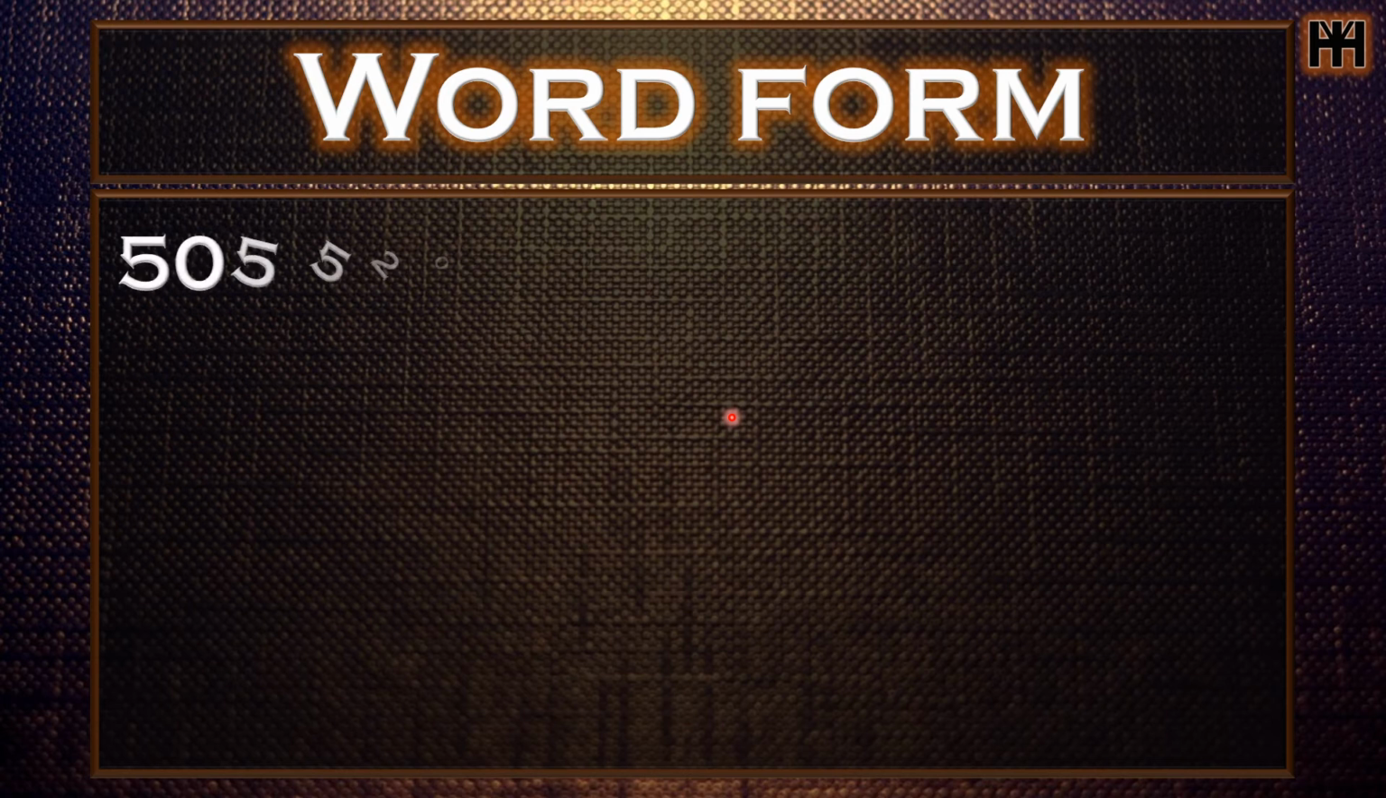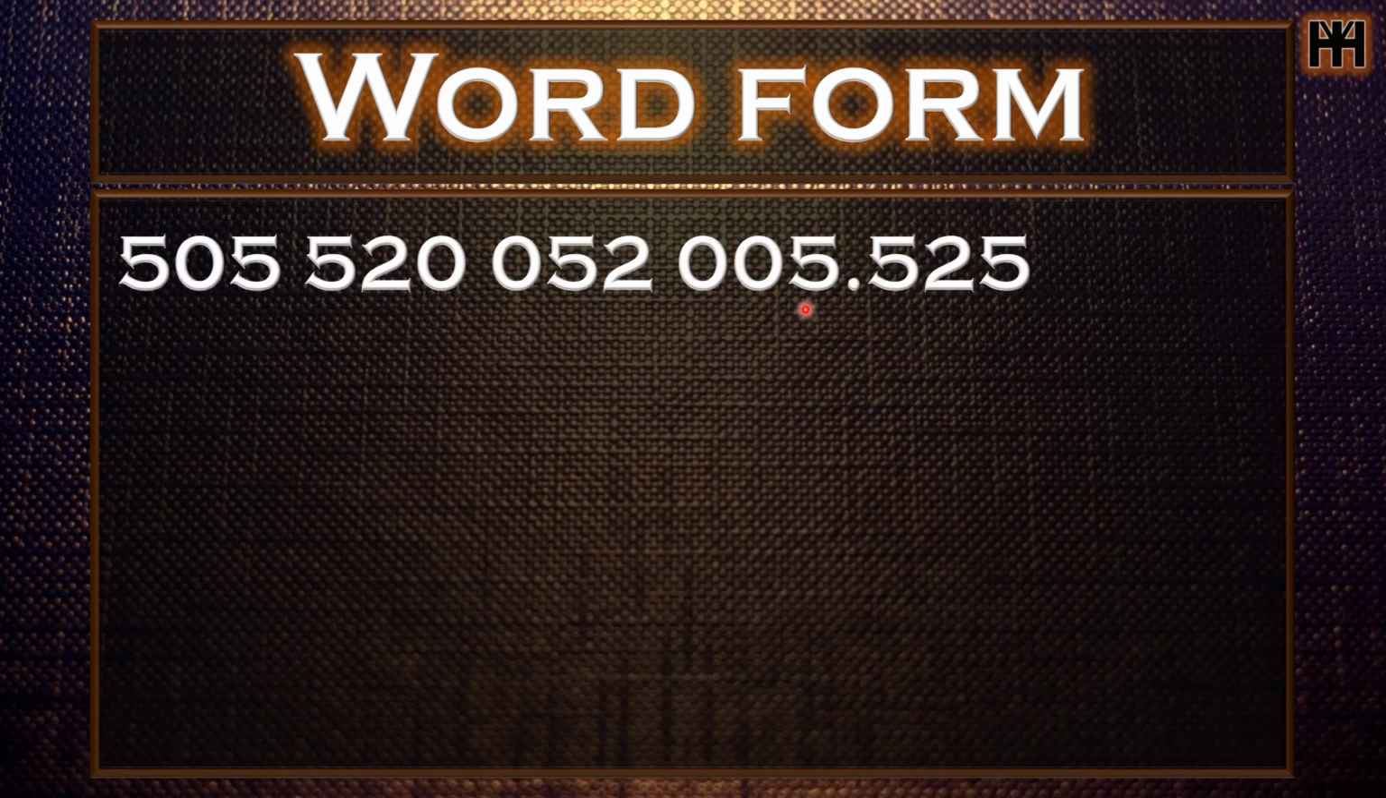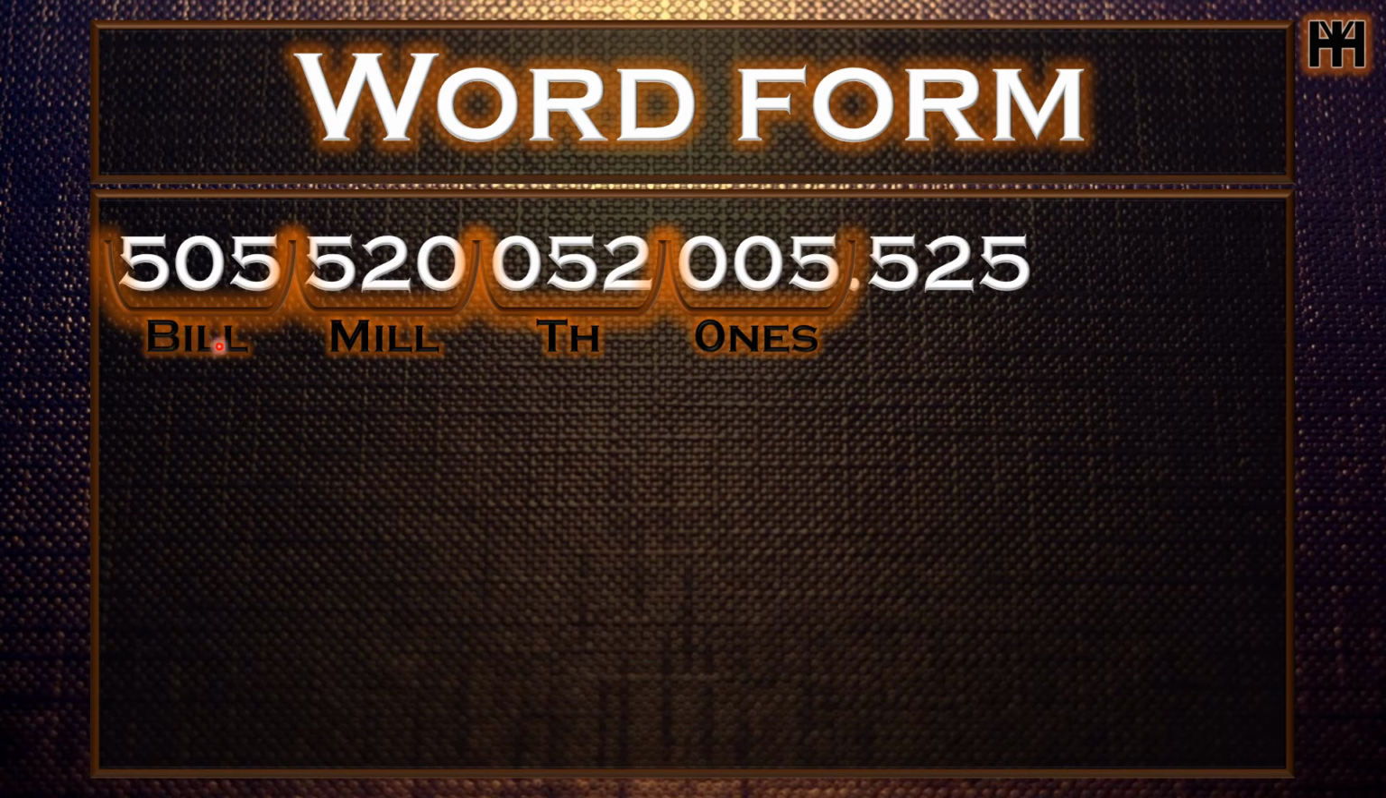Word form. As we remember from the previous sessions, we take the first 3 digits and call them the ones, the next 3 the thousands, the next millions, and the next billions. But what about these 3 digits after the decimal point? The first one, we always know as tenths, the second is hundredths, and the third is thousandths. But we can call them 5 tenths, 2 hundredths, and 5 thousandths.